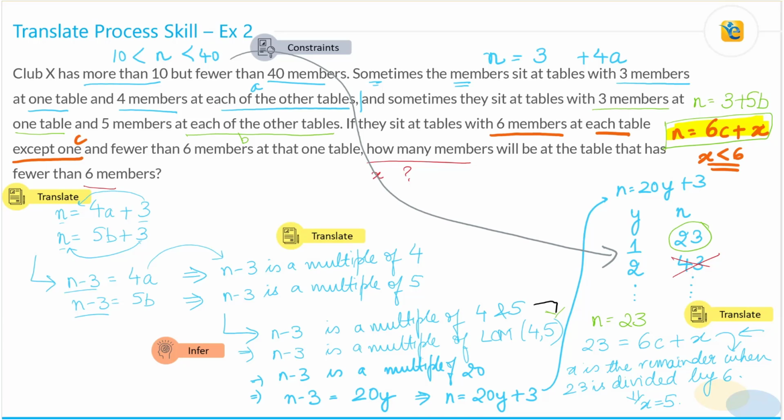Okay, all right, so that's the solution. Pause the video, take another look at this screen and appreciate where all we have done the translation and how we have done the translation. We've done the translation from math to English as well as backwards, English to math.